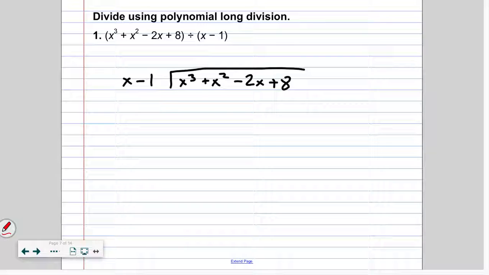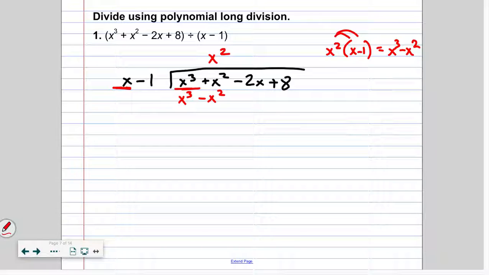All right, just like with division with numbers, we're going to look at the first term, x cubed, and we're going to look at the first term out front, x. We want to see how many times x goes into x cubed, or what can we multiply x by to get x cubed? It's x squared, so we're going to write that x squared on top. And now we're going to take x squared times what's in front, x minus 1, or what we divided by. If we distribute there, we get x cubed minus x squared. That goes right underneath, x cubed minus x squared.